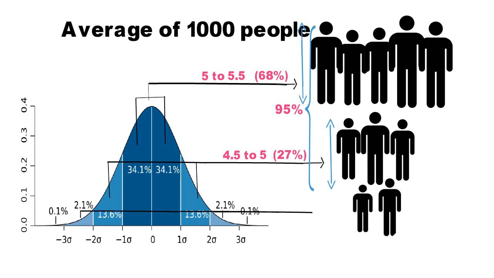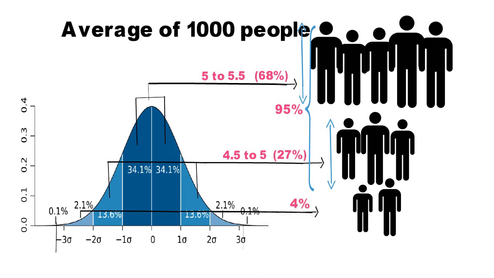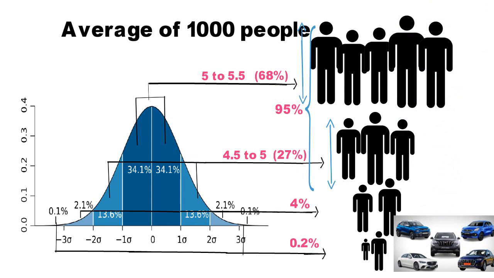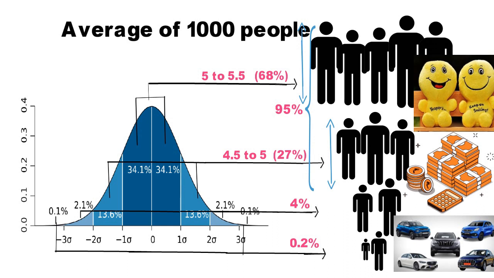Next, in rare cases, very short or very tall, like below 4.5 or above 6 feet, that comes to 4%. And next, in very exceptional cases, like 1 in a million, you will see very short or very tall people, that is 0.2%. So most of the people come under this 95% category. The same thing applies to everything in our life, like height, weight, cars, income, everything comes under this bell curve only. If you are listening to this concept for the first time, you will feel amazed, no? See how beautiful knowledge is.